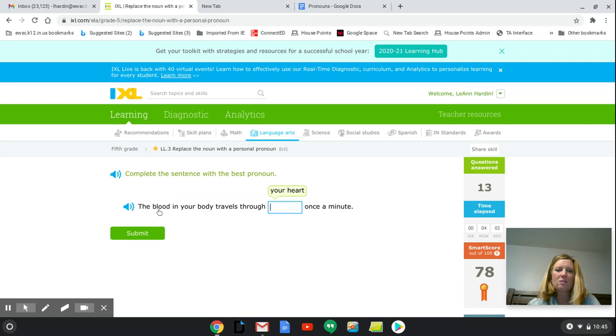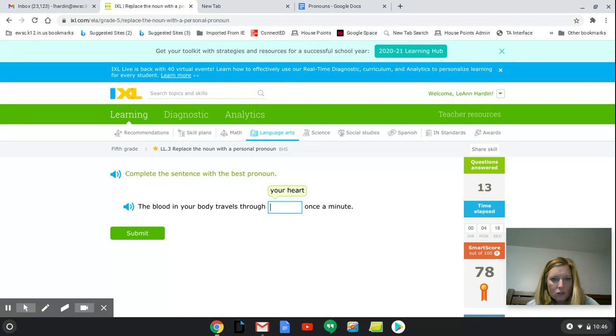Sometimes using pronouns, honestly, isn't the best because sometimes it may not be clear who you're talking about. So it's not always a good idea to use pronouns, but as you saw in my earlier example, sometimes they're necessary to keep from repeating yourself.